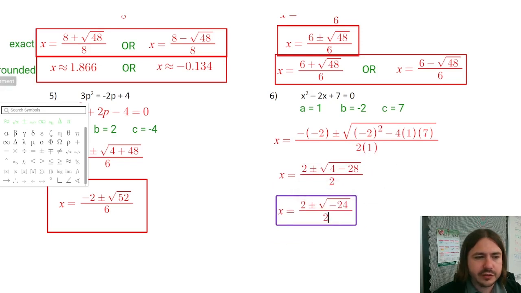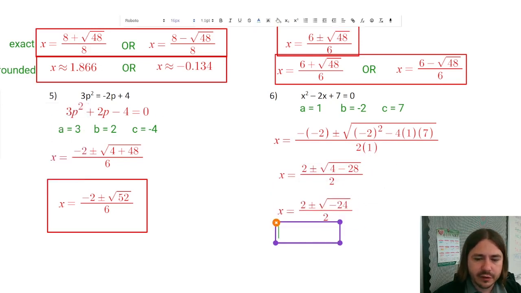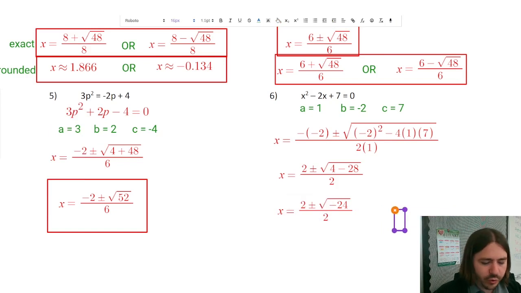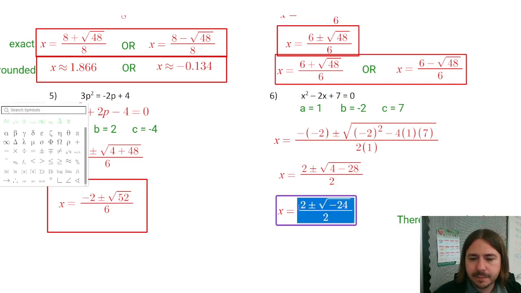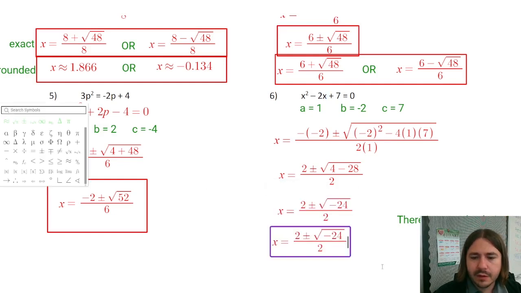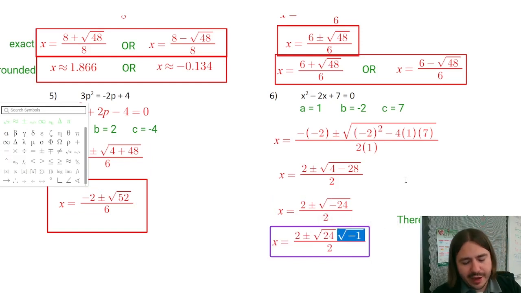First way is just to say there is no real solution. Now, that doesn't mean there aren't any solutions. There are solutions here. If you factor out this negative 1, then you could write this as square root of 24 times the square root of negative 1. And the square root of negative 1, we write that as the imaginary number i.